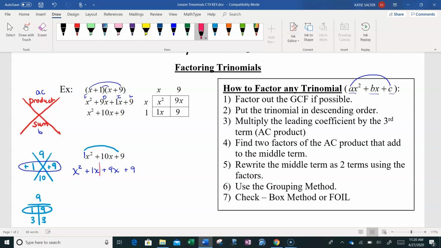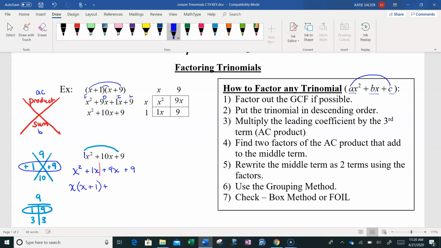And I'm going to say, okay, what do the first two terms have in common? What does x squared plus 1x have in common? Oh, it has x. So if I factor out the x, what do we have left? We have x plus 1. Remember, whatever this sign is right here, you always are going to have that sign right there. So we're going to put our plus, and then we look.